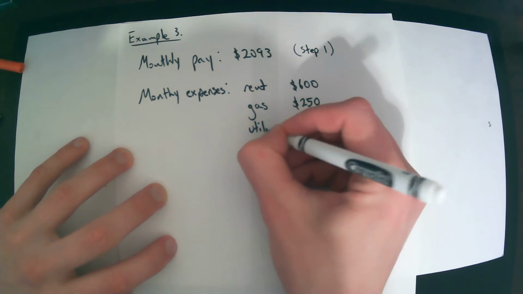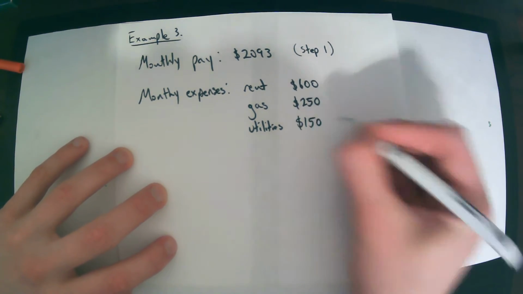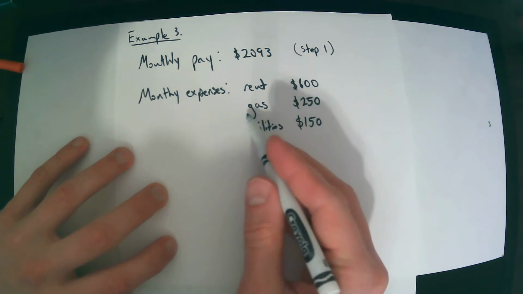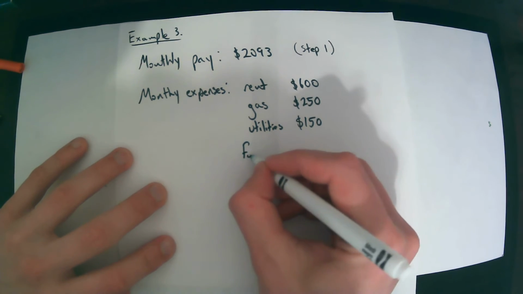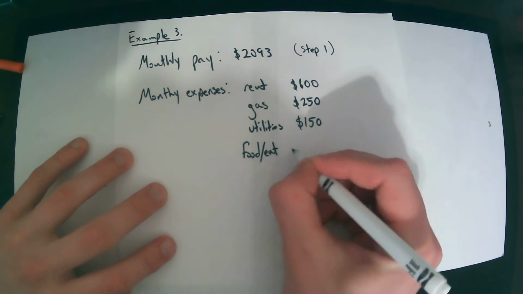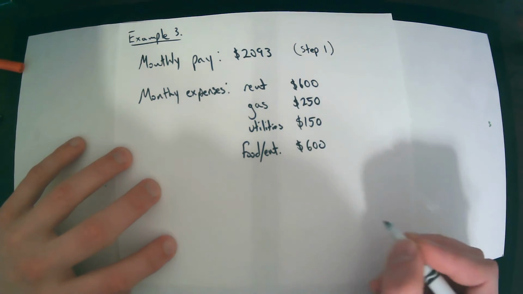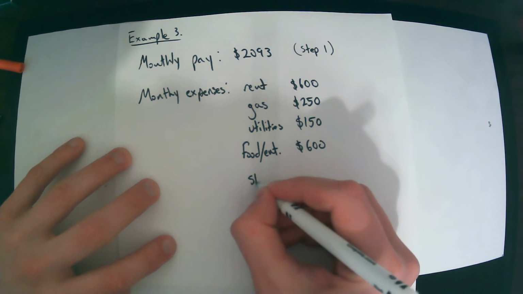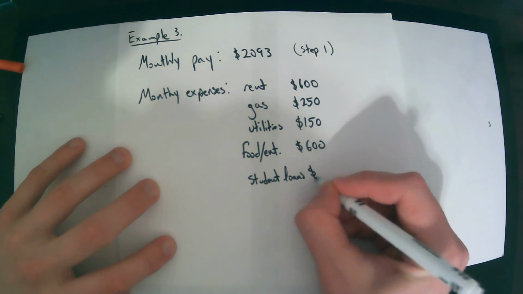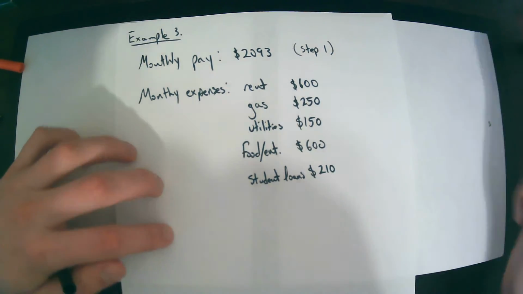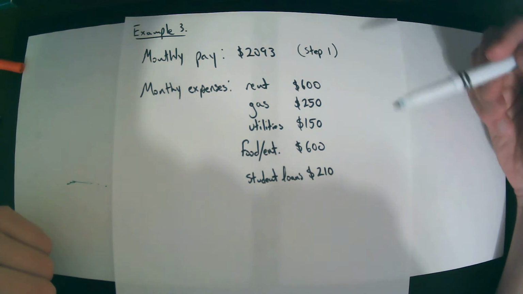Utilities, so power, water, gas, stuff like that. Well, gas as in gas to heat your home, not gas as in for your car. Food and entertainment, just abbreviate entertainment, that's another $600. And then she's got a bill for student loans. So, 210.